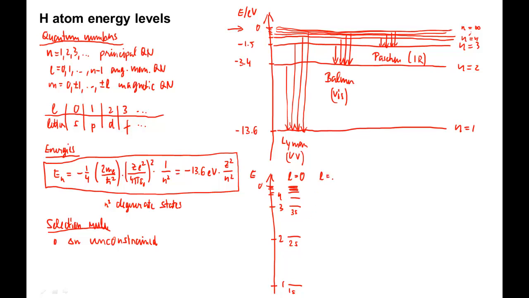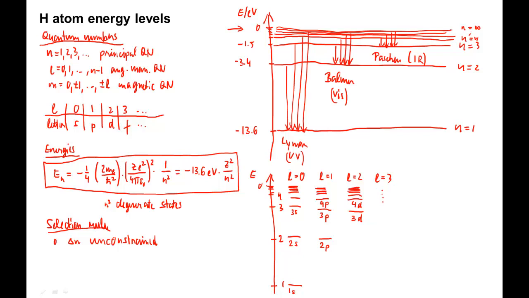For l equals 1, we get states only for n equals 2, 3, 4, 5, and so on. Each of these levels represents 3 states: the 2p states, the 3p states, the 4p states, and so on. For l equals 2, we have groups of 5 states that start at n equals 3, n equals 4, 5, 6, and so on. These are the 3d states, the 4d states, and so on. This continues for higher l.